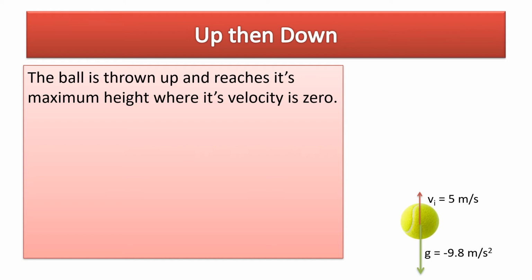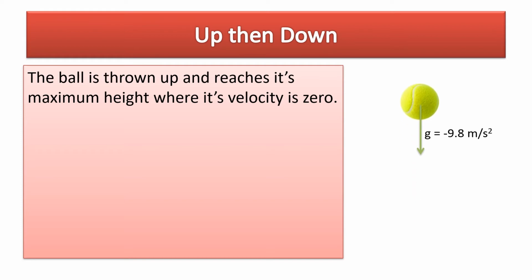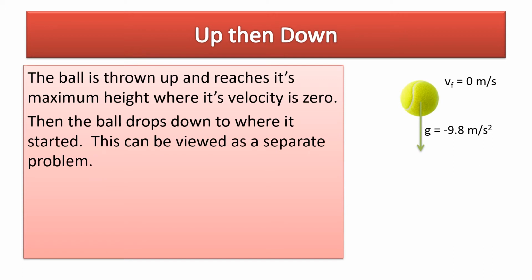So here's the same situation again, except now we're telling you the initial velocity is 5 meters per second. The ball's thrown up and reaches its maximum height where the velocity is 0, like we talked about yesterday. So yesterday we said, okay, VF is 0. VI is positive 5. VF is 0. A is negative 9.8.